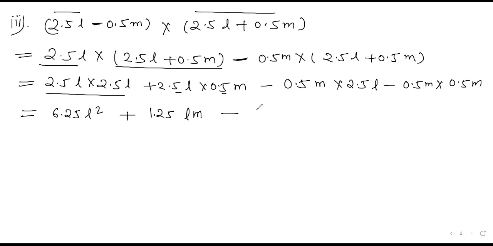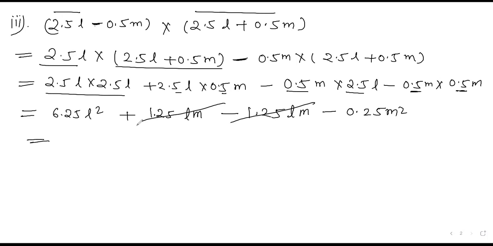Okay, similarly here 1.25 LM and minus 0.25 M square. 0.5 and 0.5 gives 0.25. This will be the same, 25 fives are 125 and the decimal will be put after 2 digits. So this will cancel out because both the numbers are the same but the signs are different. The number is the same but the sign is different, you know that they will cancel out. L square minus 0.25 M square.